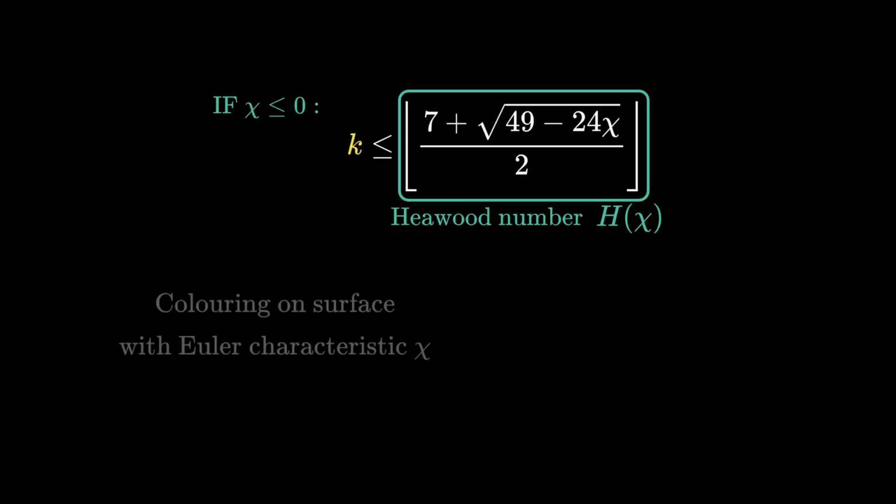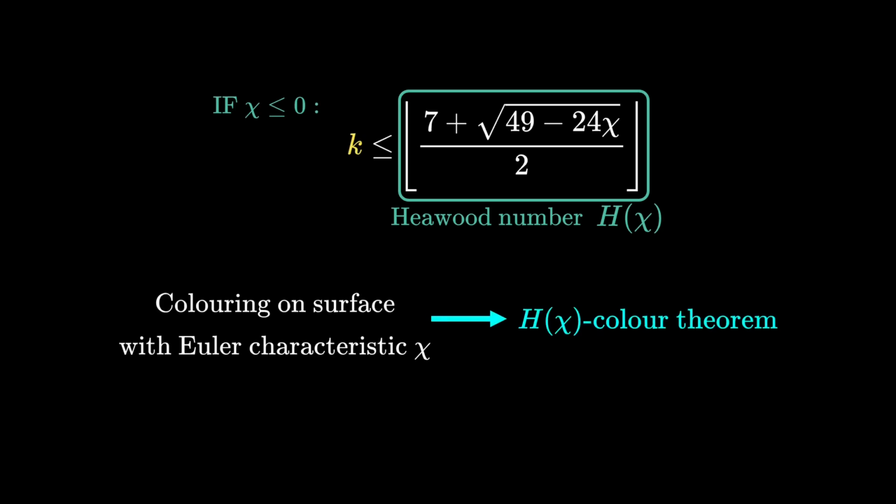If we are coloring on a surface with Euler characteristic chi, then as long as chi is not positive, we have an h of chi color theorem. The torus has Euler characteristic 0 because there is only one hole, so g equals 1 and 2 minus 2g equals 0. When we plug in 0 into this formula of the Heawood number, we get 7. So that's why it is the 7-color theorem on the torus.